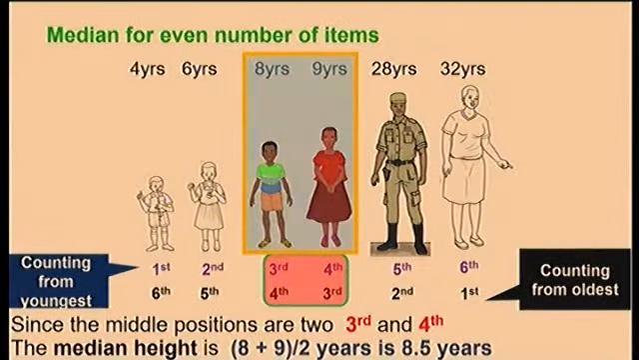So this time our member in the third position is 8 years. Our member in the fourth position is 9 years. So how do we get the median? We are going to get 8 years plus 9 years, and we divide by 2. So our median is 8.5 years.